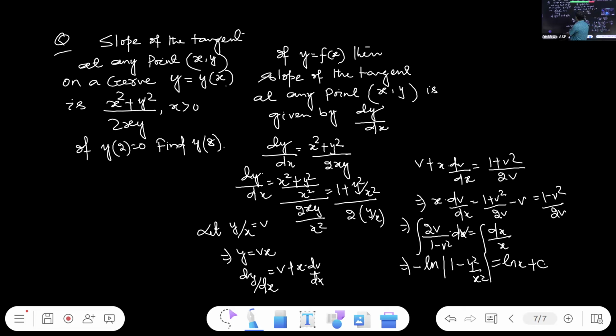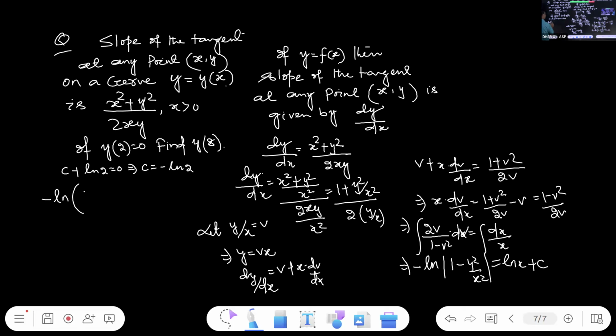To find the value of the arbitrary constant, use the boundary value y of 2 is equal to 0. That means when x is equal to 2, y is equal to 0. Left hand side will be ln 1, and ln 1 is 0. Right hand side will be ln 2 plus c. So c plus ln 2 is equal to 0, which implies c is equal to minus ln 2.